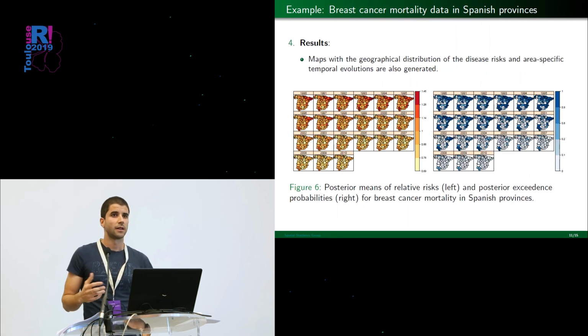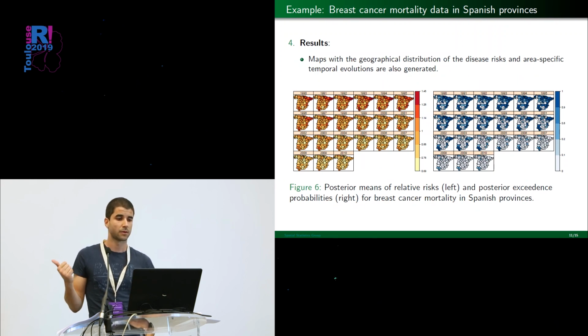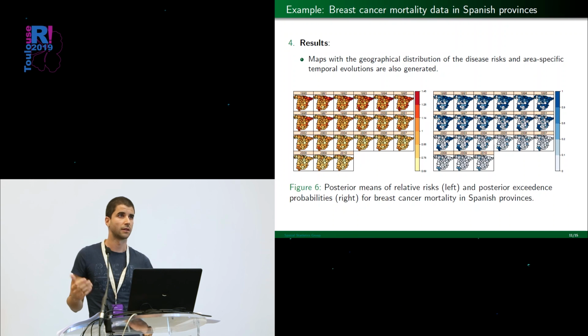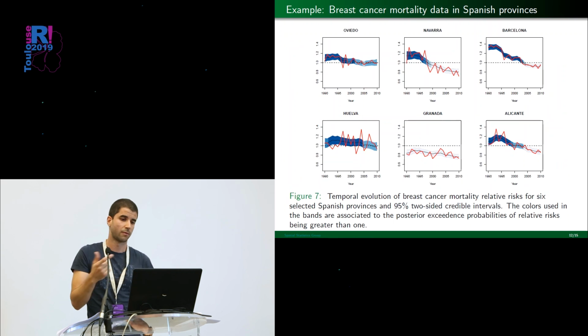If the interest lies in analyzing the evolution of the geographical distribution of a disease, maps with the posterior means of relative risks and posterior exceedance probabilities of being greater than a threshold value can be generated. In addition, we can also compute or plot the area-specific temporal risk evolutions of the area of interest. In this plot, we have shown the posterior mean estimates and 95% credible bands, and the color of the bands are associated with the posterior exceedance probabilities.